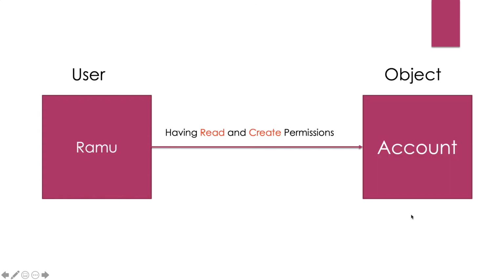Now the next point, let's take another example. There is a user called Ramu and an object called account. Ramu has read and create permissions on the account object, but doesn't have edit and delete permission. How did he get these permissions? He got those permissions through profiles, right? Ramu has a profile, and through that profile we have given access of read and create, but not edit and delete.